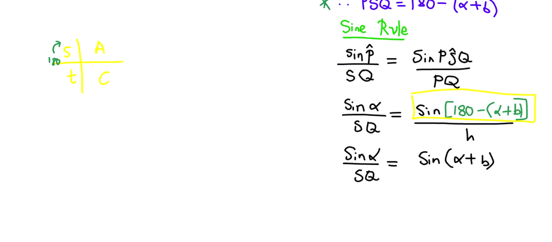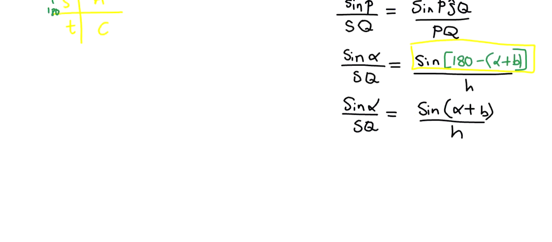And when you arrive here, since we want to solve for SQ, we're going to cross multiply and simplify SQ in the simplest form. So it will be h times sine alpha. It's equal to SQ times sine of alpha plus beta. It will simply be SQ, the sine of alpha plus beta, right?